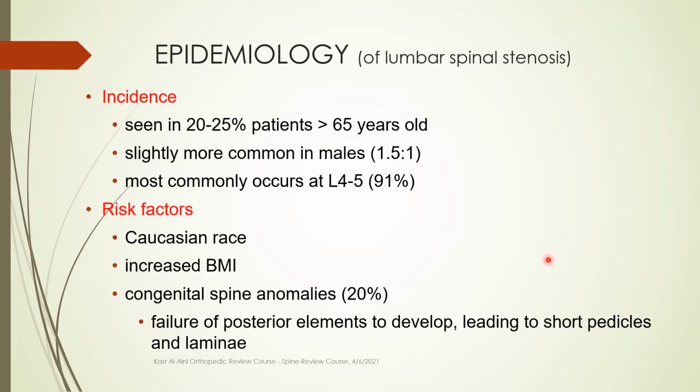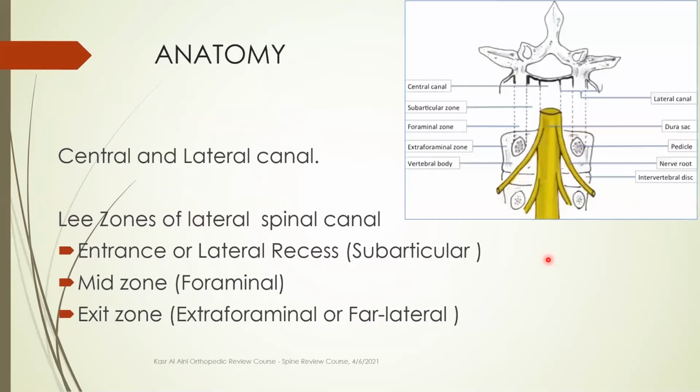Epidemiology of lumbar spinal stenosis. It is seen in 20 to 25% of patients aged above 65 years old, slightly more common in males, and about 90% occurs at L4-5. It's more common in Caucasian race, patients with increased body mass index, and patients with congenital spinal anomalies with failure of posterior elements to develop, leading to short pedicles and laminae.